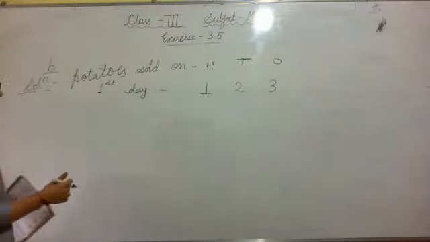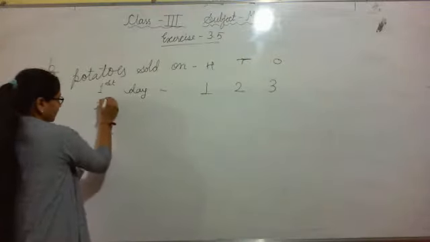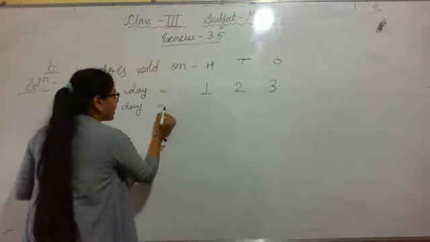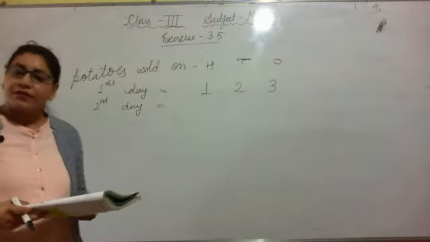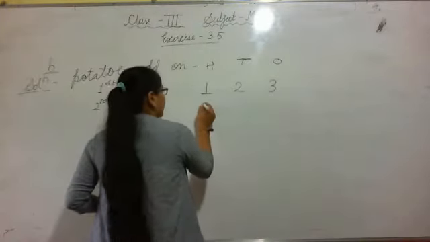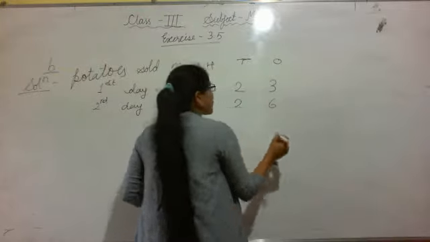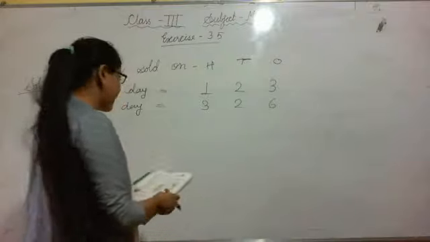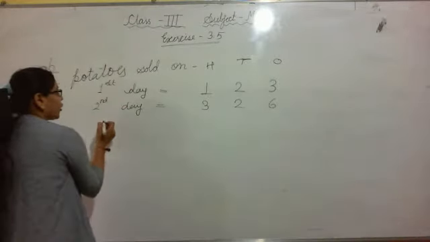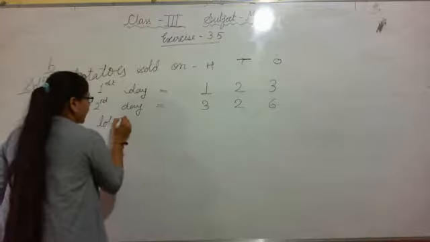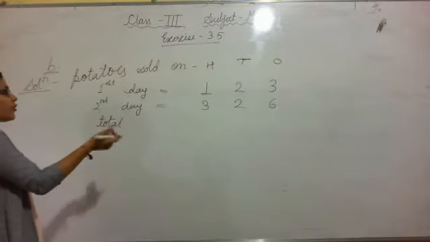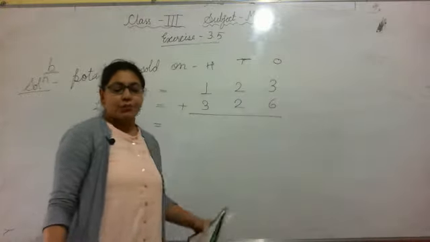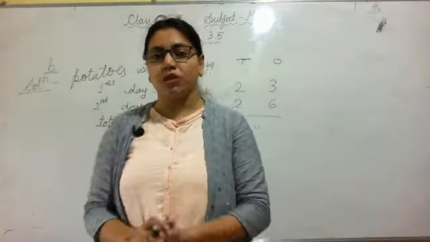Okay students, now let's write about 2nd day. Tell me now how many potatoes are sold. Very good, 326. So let's write 326. We remember ones below ones, tens below tens, and hundreds below hundreds. Okay, now total on first day and 2nd day, on both the days, how many potatoes are sold. So for getting the total number of potatoes sold, we need to add both the numbers.